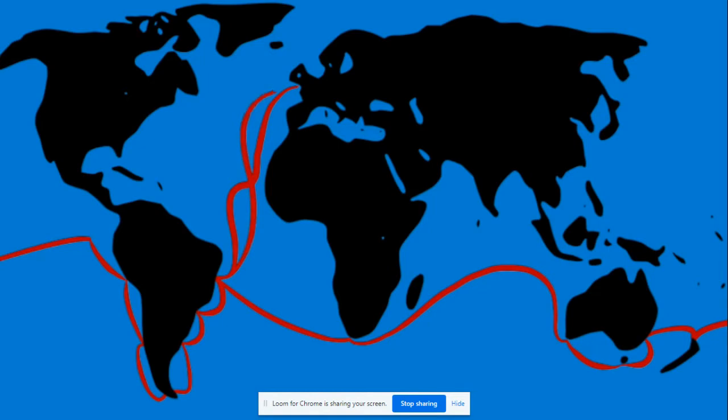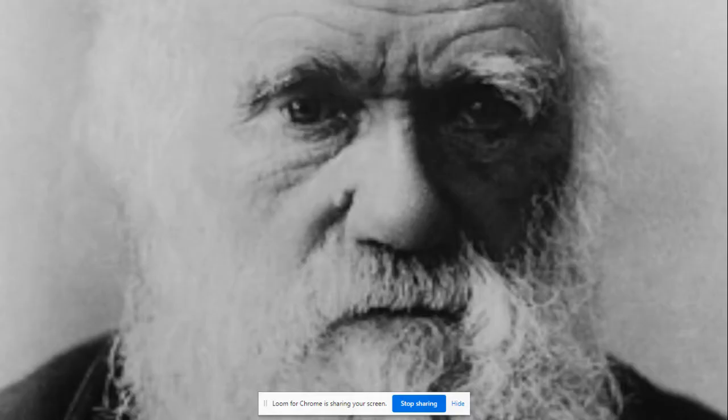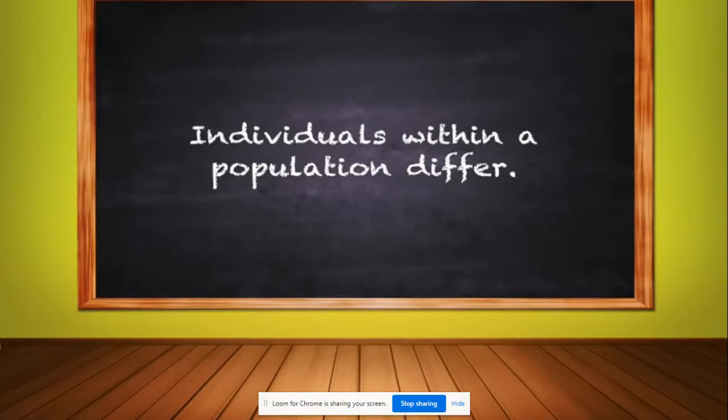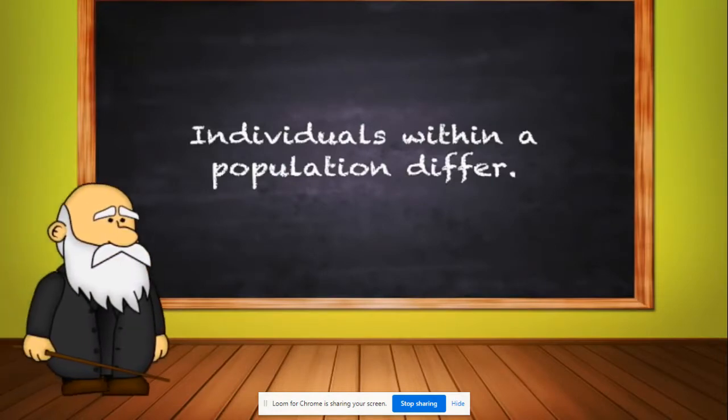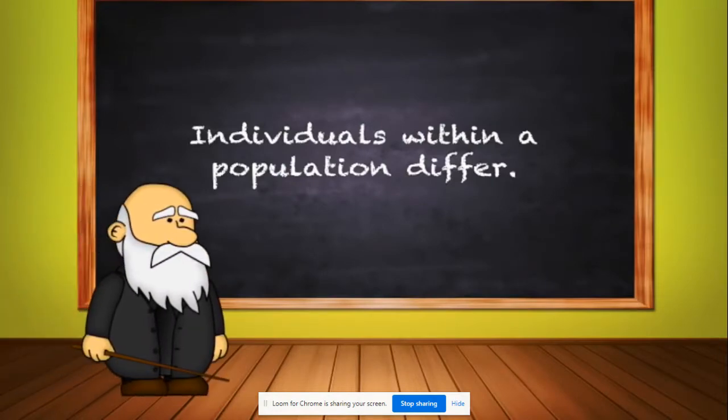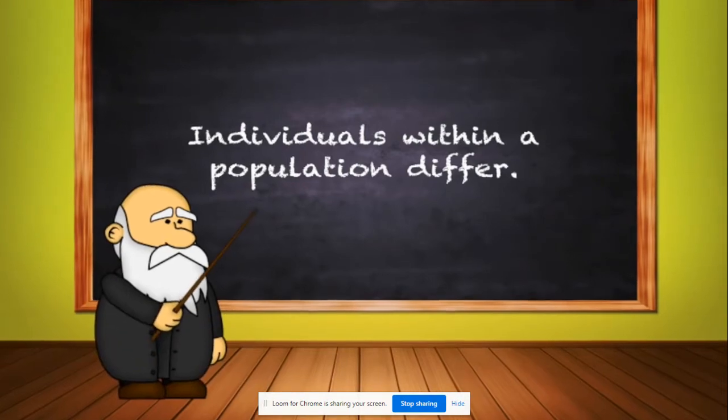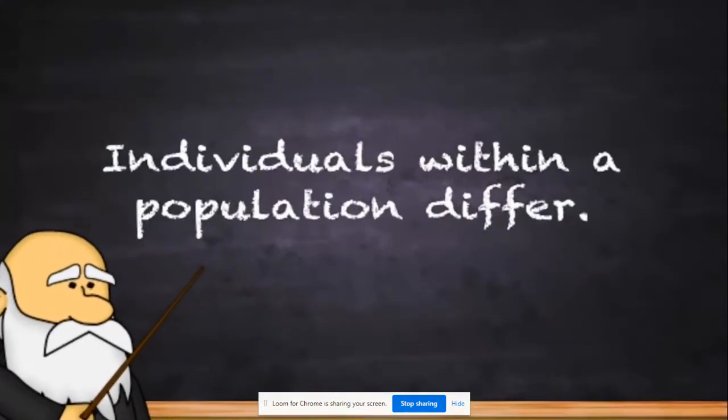He developed 4 conditions explaining why this happens. Darwin's theory of natural selection by descent with modification is testable and observable fact. Experiments have been conducted in the wild and in labs. Let's dive deeper into Darwin's 4 conditions. Condition number 1. Individuals within a population differ.